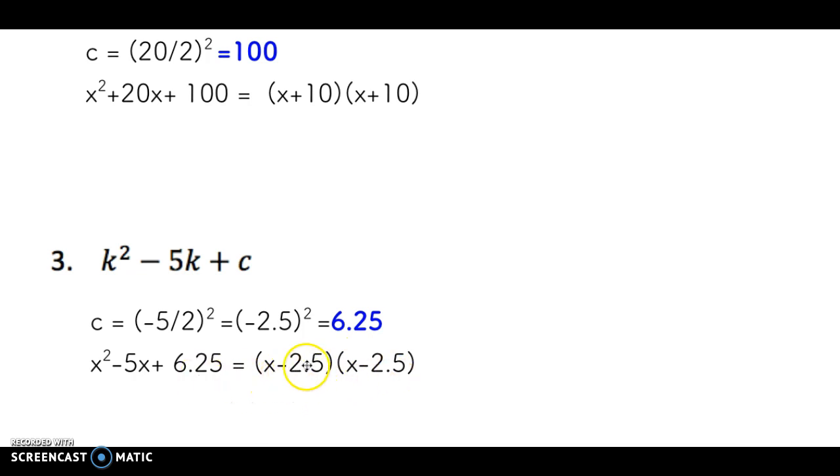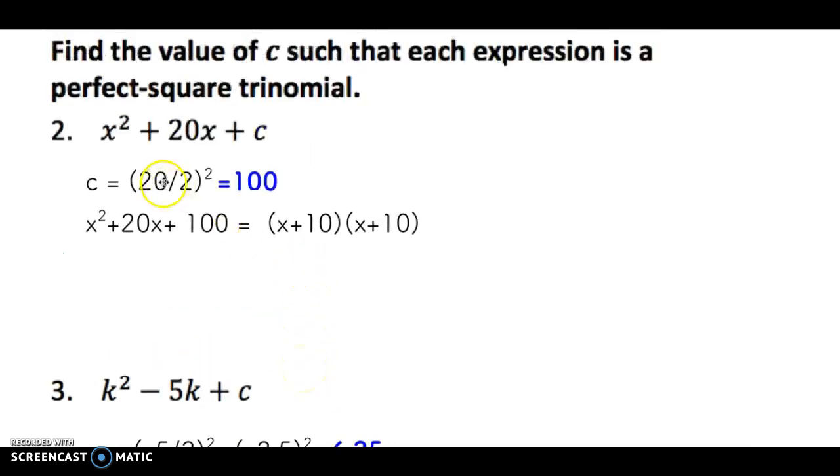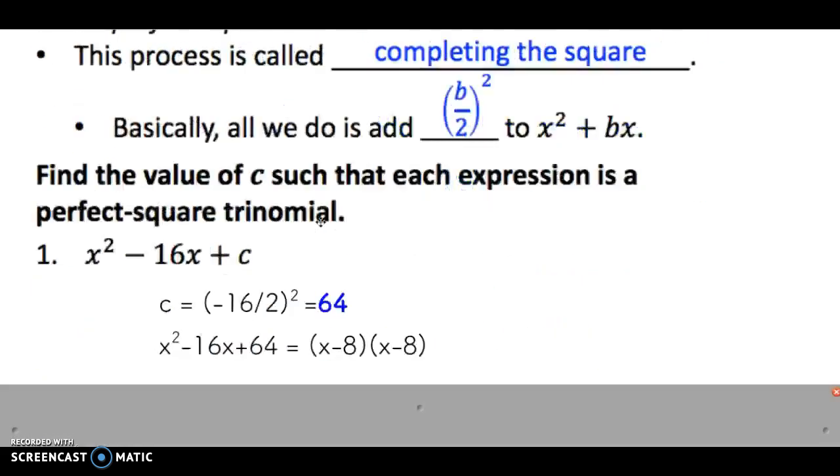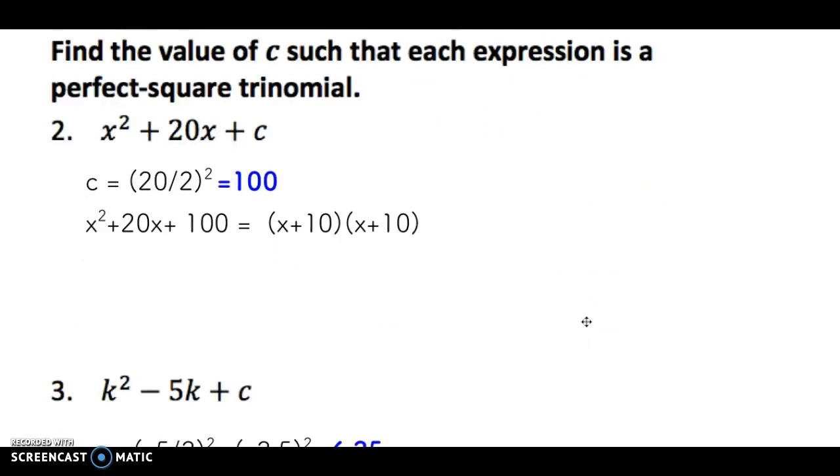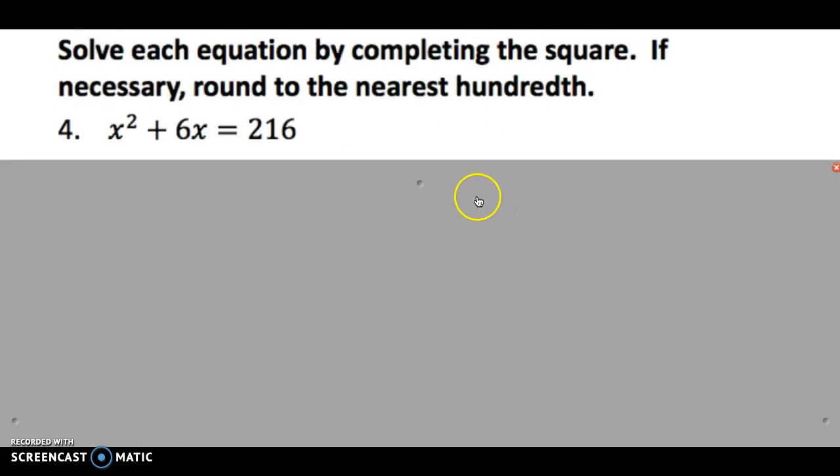Have you noticed the trend that the term in your factoring is just what's inside of the parentheses? Negative 5 halves is negative 2.5, right? 20 divided by 2 is positive 10. And here, negative 16 divided by 2 is negative 8. So it works out pretty easily like that.